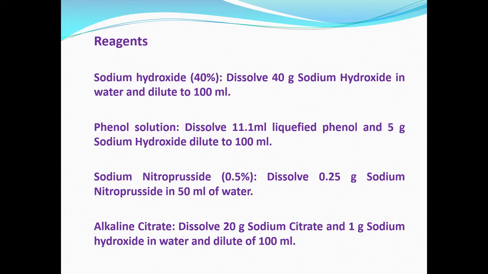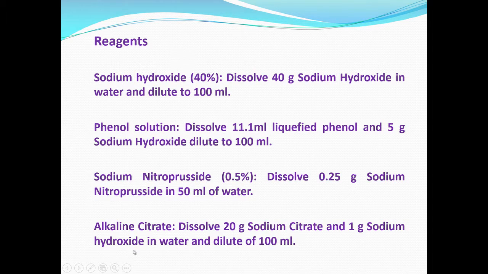sodium hydroxide, because the reaction proceeds in alkaline medium. You have to dissolve 40 gram of sodium hydroxide and dilute to 100 ml. You need phenol. Phenol is available off the shelf, and 11.1 ml liquefied phenol and 5 gram of sodium hydroxide can be diluted to 100 ml. And then you need sodium nitroprusside, 0.25 gram of nitroprusside in 50 ml of water. And then you also need alkaline citrate, a citric acid buffer, approximately about in alkaline medium.